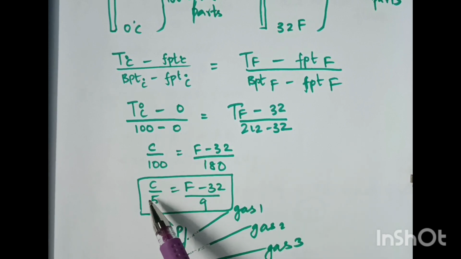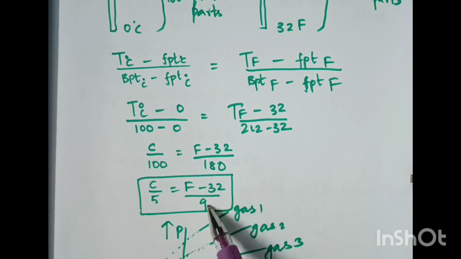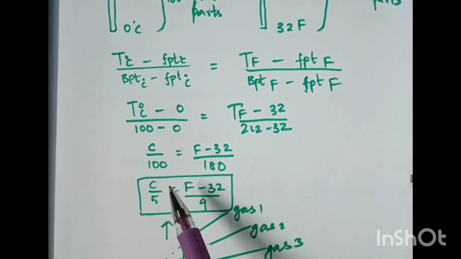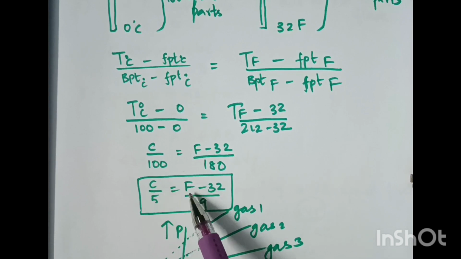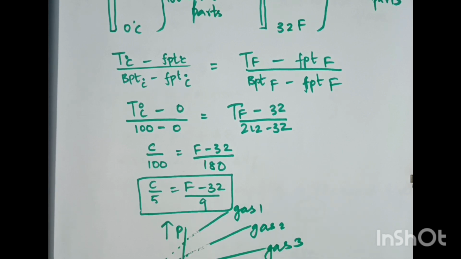So C by 5 equals F minus 32 by 9. So this is the simplified formula. So if we want 25 degrees Celsius in Fahrenheit, then instead of C you can write 25 and you can get the answer for F. So yes, you can do questions based on this.